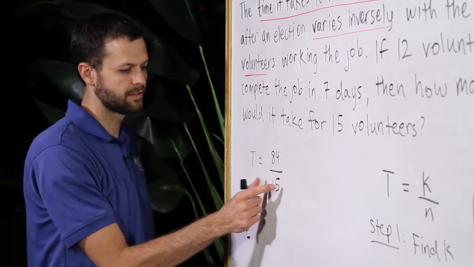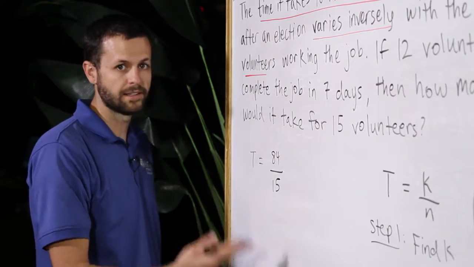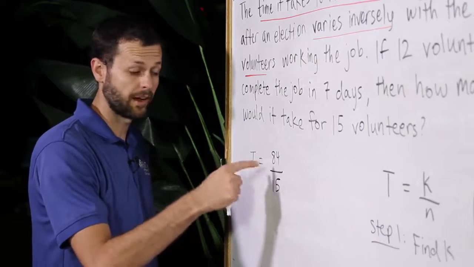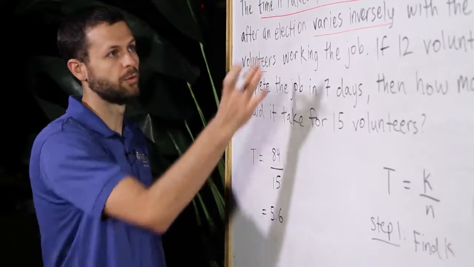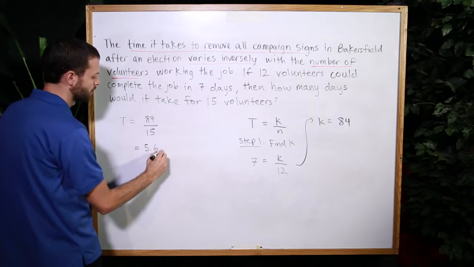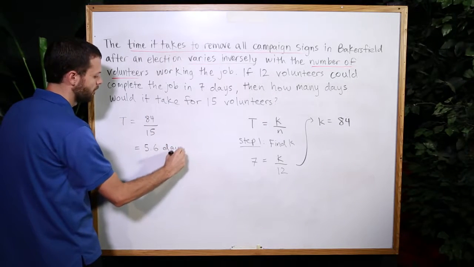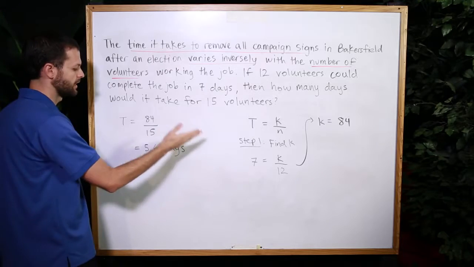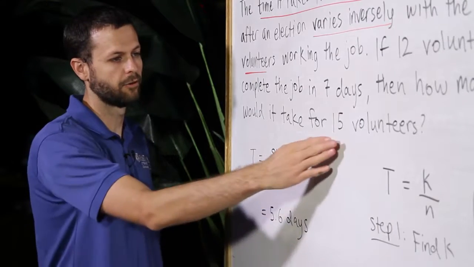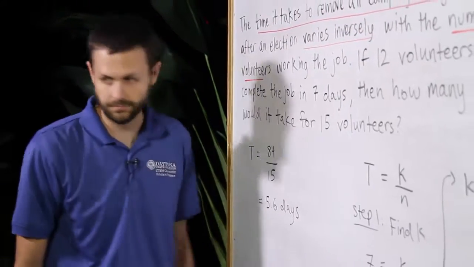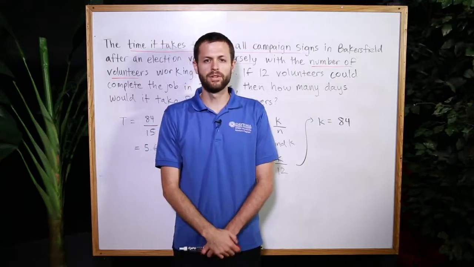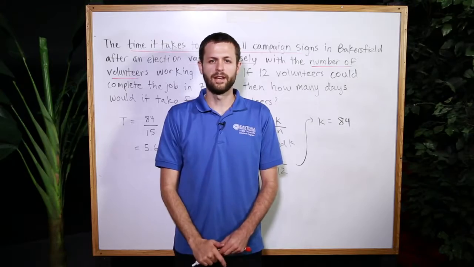When we calculate this using a calculator, if we wanted a decimal number instead of a fraction, we would get that this is 5.6. And since we're dealing in days, our quantity here would be days. So to answer the question, it would take 5.6 days for 15 volunteers to remove all the campaign signs in Bakersfield. In this problem, we solved an inverse variation application.